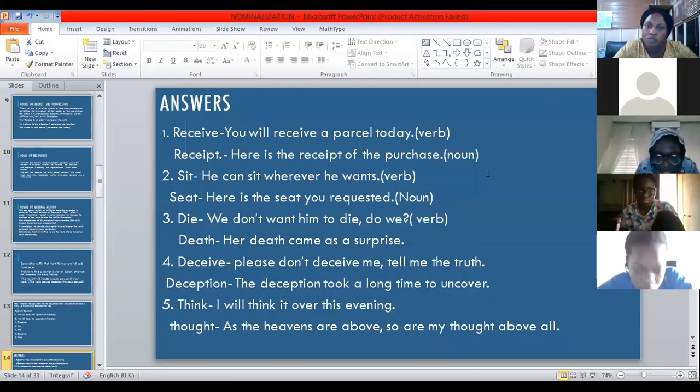That's the form. Here's the receipt of the purchase. The second one, sit. You can sit wherever you want. That's the verb form. Now, sit, as in a sit. We offer someone a sit. That's the noun form. Number 3, die.